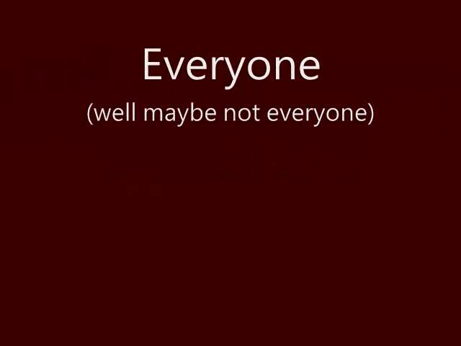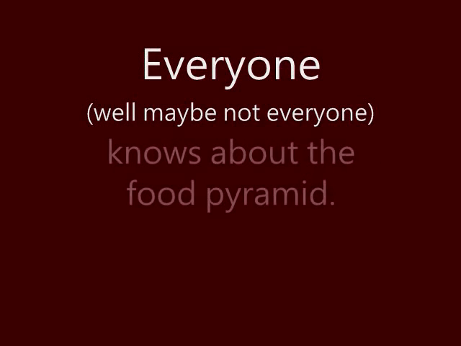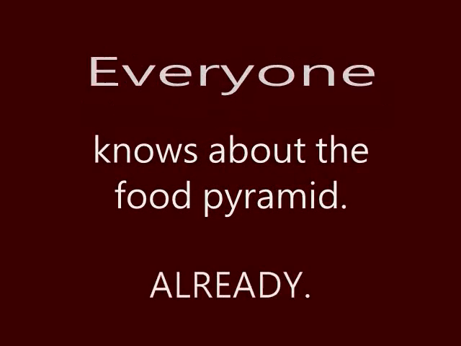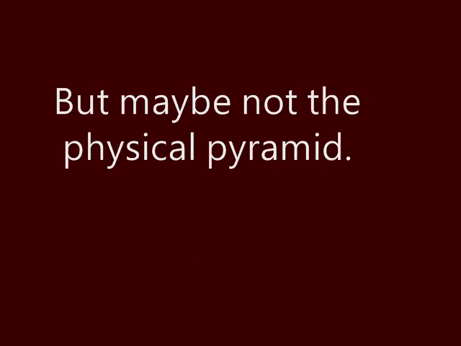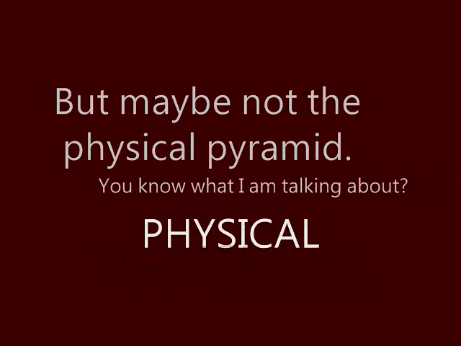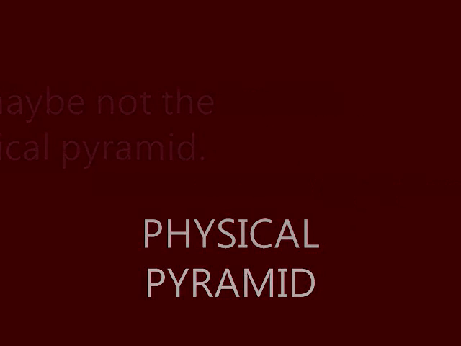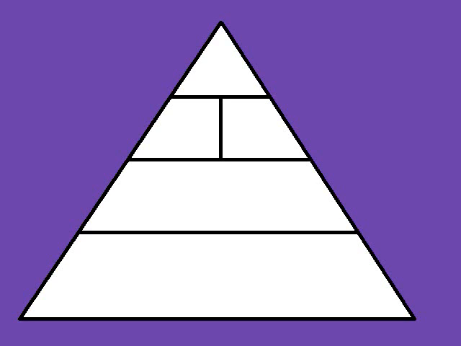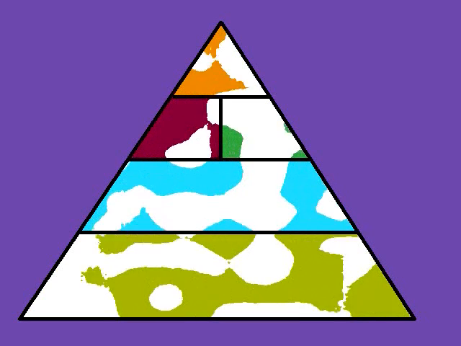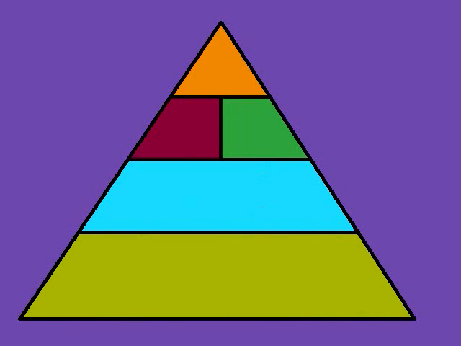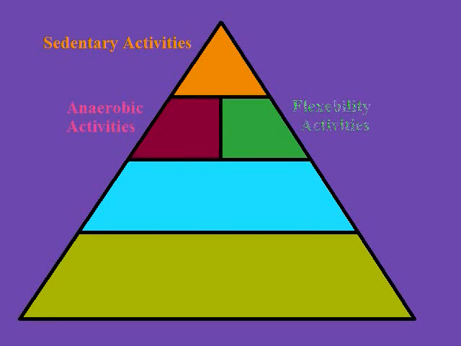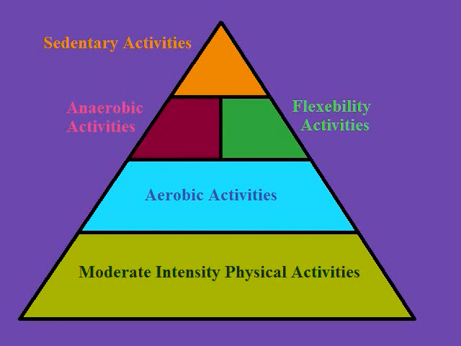Everyone, well, maybe not everyone, knows about the food pyramid already. But maybe not the physical pyramid. You know what I'm talking about? Physical pyramid. This is a physical activity pyramid. The activities are sedentary activities, anaerobic activities, flexibility activities, aerobic activities, and moderate intensity physical activities.